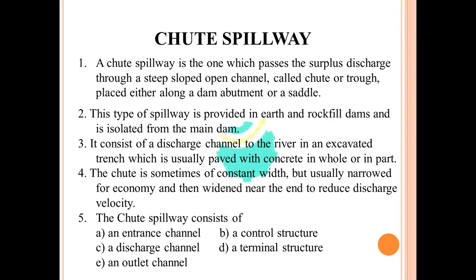This type of spillway is provided in earth and rock fill dams and is isolated from the main dam. It consists of a discharge channel to the river in an excavated trench, which is usually lined with concrete in whole or in part. The chute is sometimes of constant width but usually narrowed for economy and then widened near the end to reduce the discharge velocity. Chute spillways consist of an entrance channel, control structure, discharge channel, terminal structure, and outlet channel.